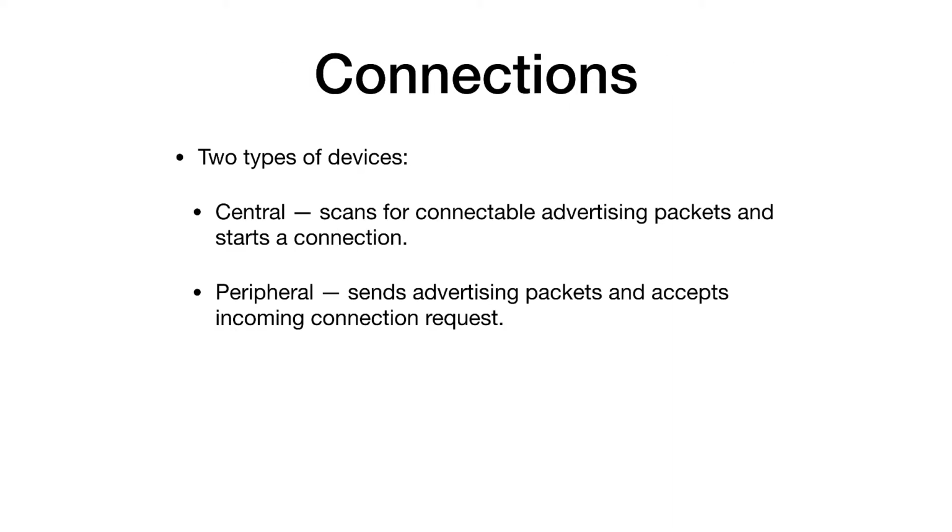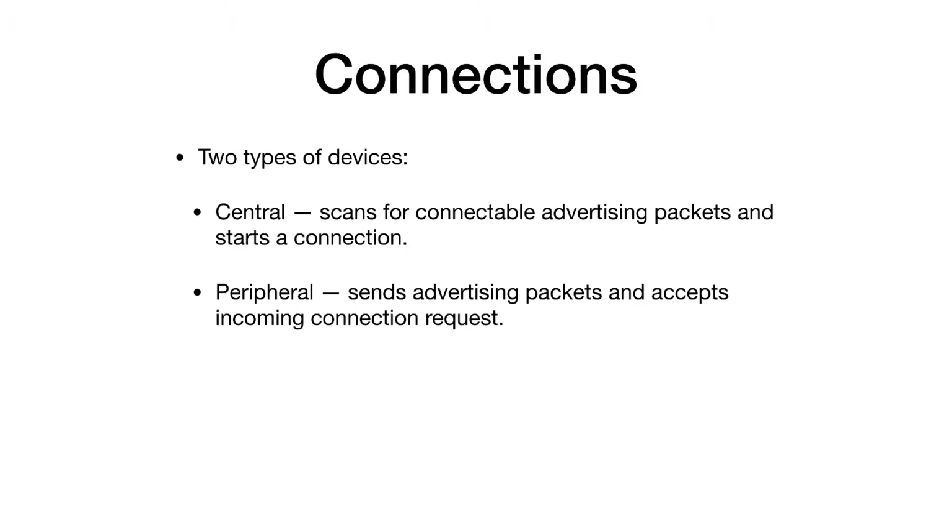Okay, so that was the first type of Bluetooth topology, the connectionless one. Now let's talk about the connections, and this should be much more familiar to you because this is how Wi-Fi is, in terms of being connection based. So there are two types of devices again: a central and a peripheral. The central node is the one that scans for connectable devices to start a connection. And the peripheral is sending out advertising packets, and it accepts incoming connections.